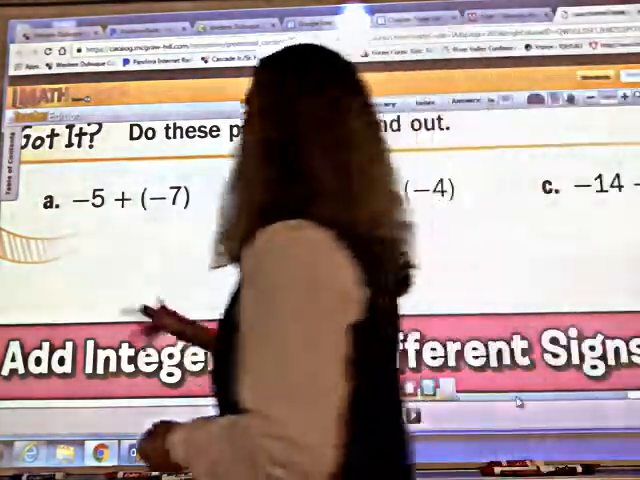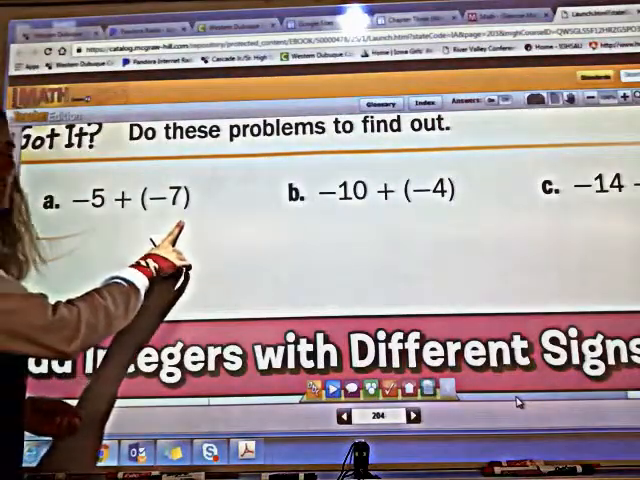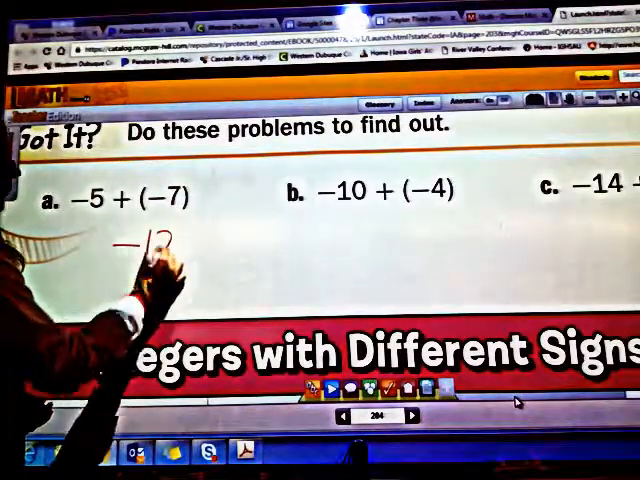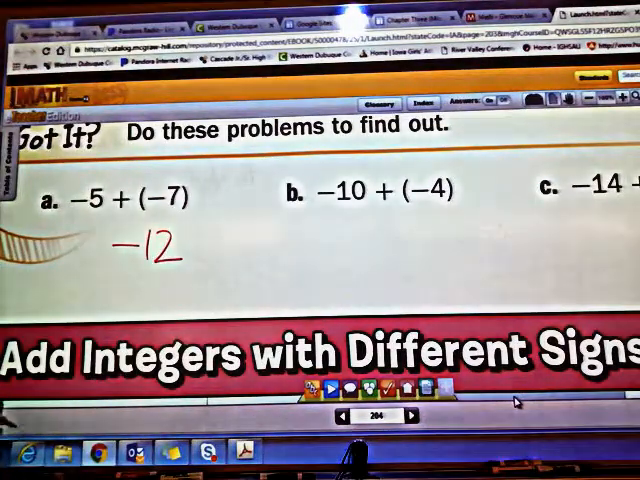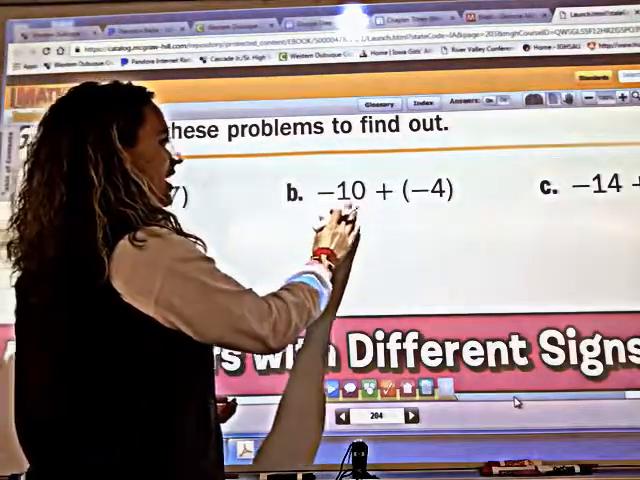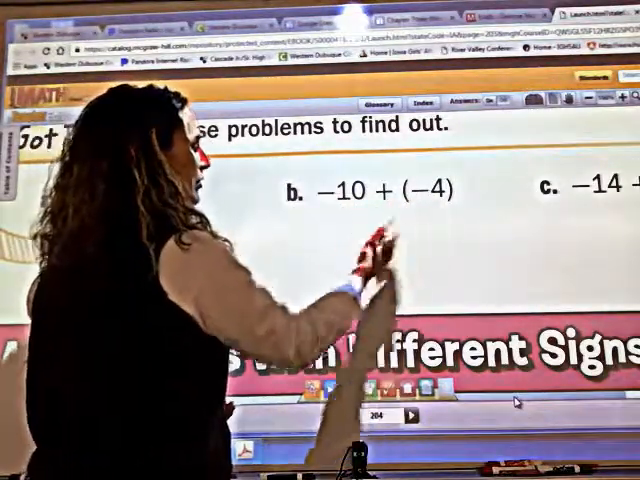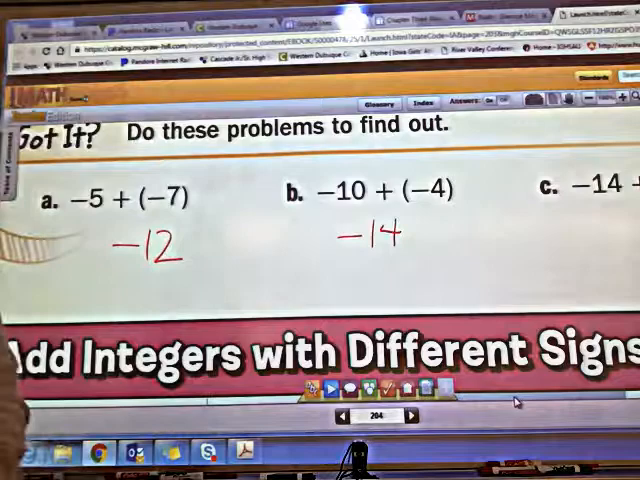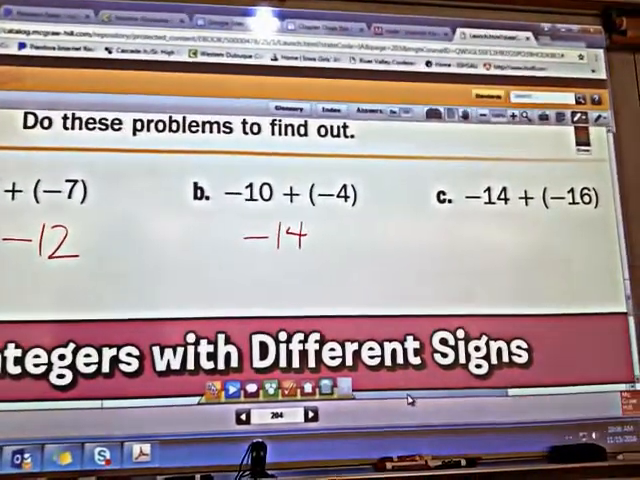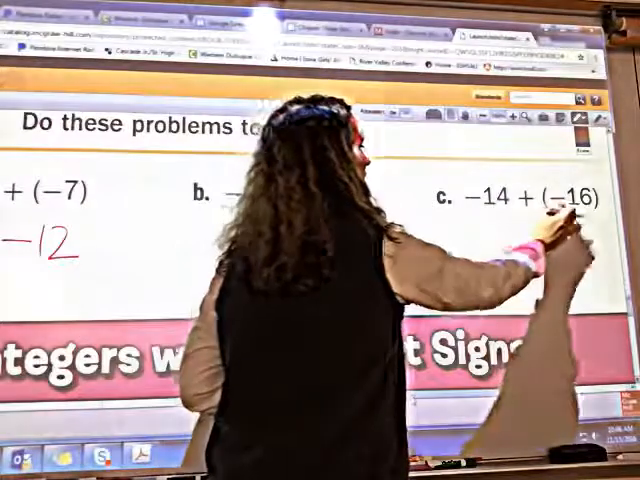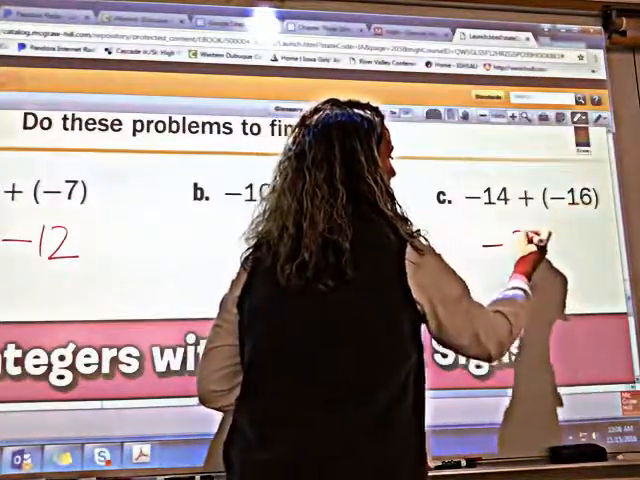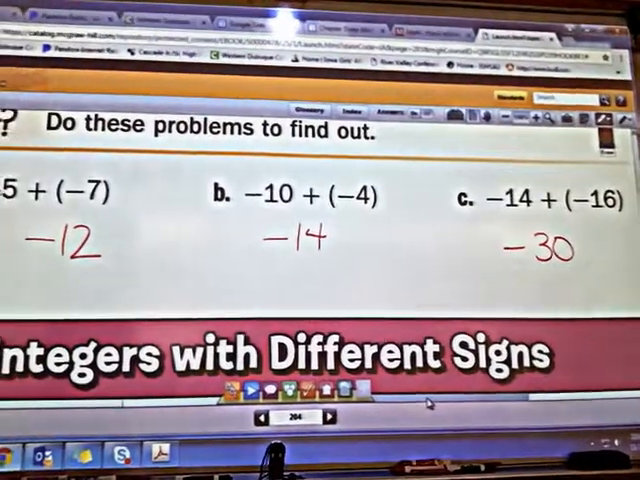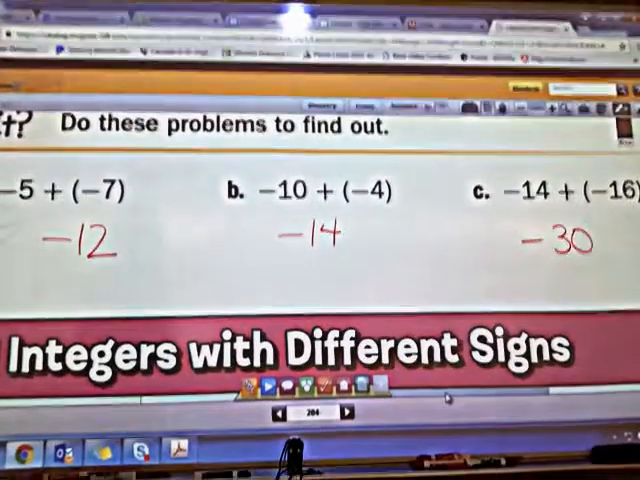As I take a look at letter A, I have -5 plus -7. Both integers are negative, so my answer is going to be a negative. 5 plus 7 would be 12, so negative 12 would be our answer. Taking a look at letter B, negative 10 plus negative 4. Again, both are negatives, so my answer is negative. 10 plus 4 would be 14. As I take a look at letter C, I have negative 14 plus negative 16. Again, both are negative. 14 plus 16 would be a negative 30. So that would be your answers for those three problems.